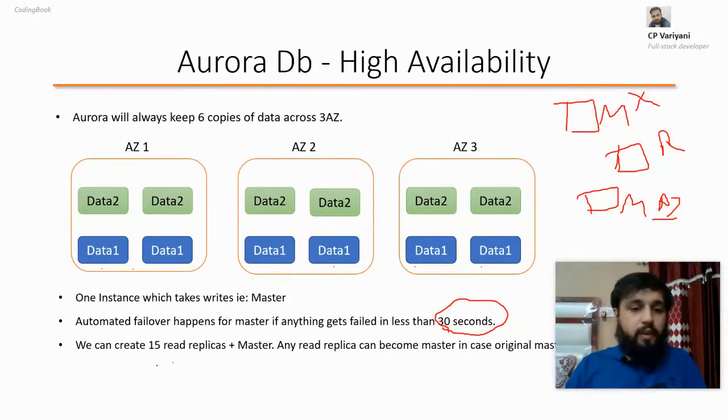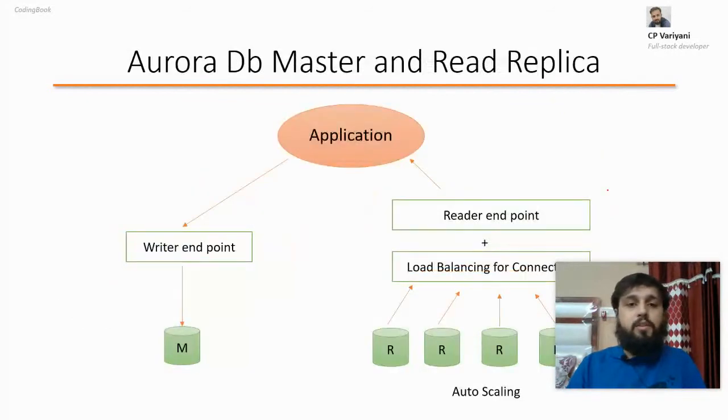You can create up to 15 read replicas. Any read replica can become master. As we have seen, either your read replica or multi-AZ support can become your master. Let's understand the concept of RDS master and read replica. Let's suppose you have an application and one database instance, that is your master instance. This master instance will have a writer endpoint. You can consider this endpoint as a connection string, so your application is bound to this master instance with the connection string.